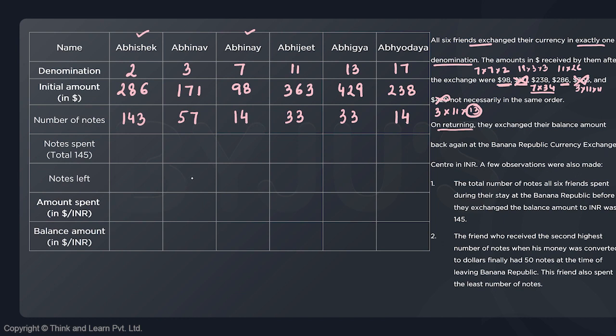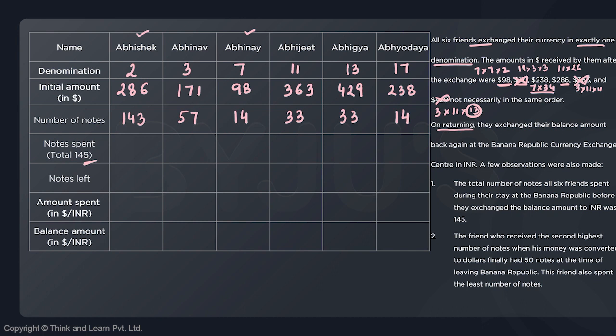A few observations were also made. Let's look at the following observations now. The total number of notes all 6 friends spent during the stay at the Banana Republic and the exchange of the balance amount was 145, which I have already mentioned here in the table. That total they have spent 145 notes, I'm sorry, notes, not denominations.